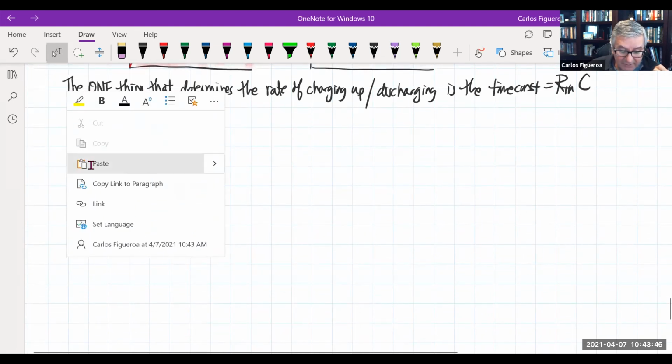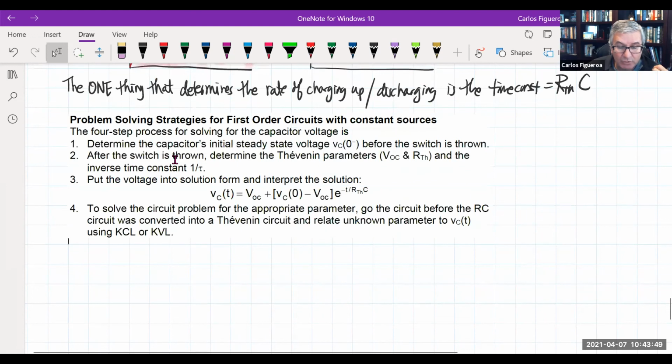I want to take 2 examples, and I want to go through this problem-solving process. The first thing that we want to look at is that I see this as a 4-step process. So remember, this is so important.